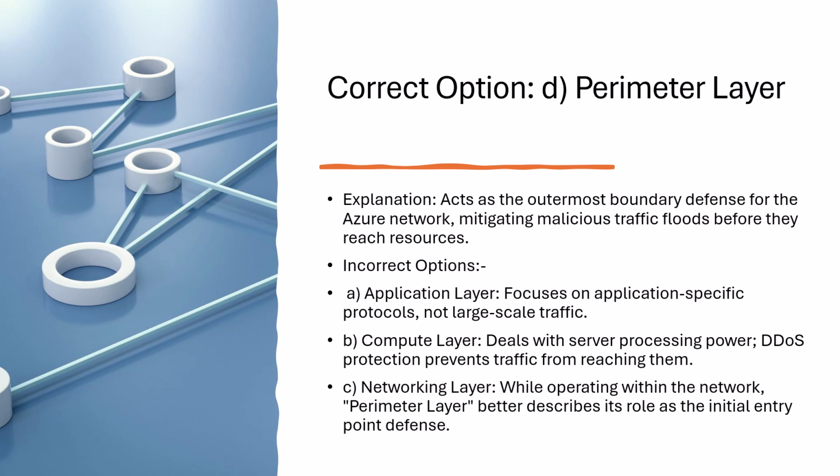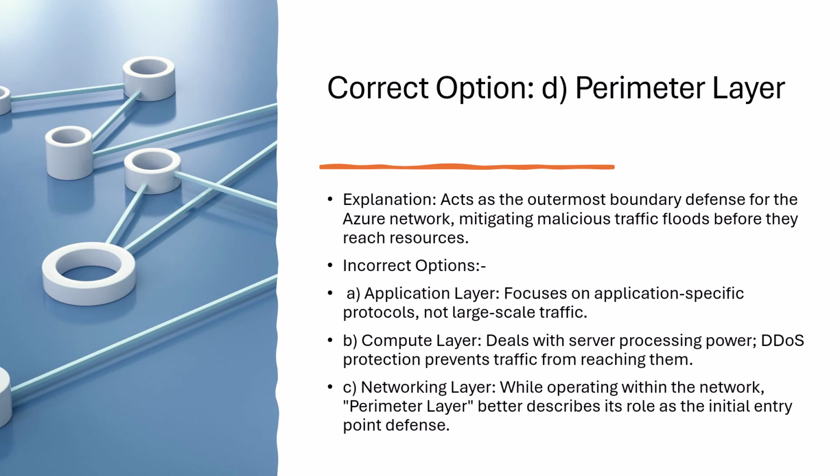Think of your network like a castle. The perimeter is the outermost boundary, the walls and defenses that protect everything inside. Azure DDoS protection acts as a shield at this outer edge of your Azure network. Its primary goal is to detect and mitigate malicious traffic floods before they can reach your specific resources like virtual machines or web applications. It's the first line of defense against large-scale attacks aimed at overwhelming your services.